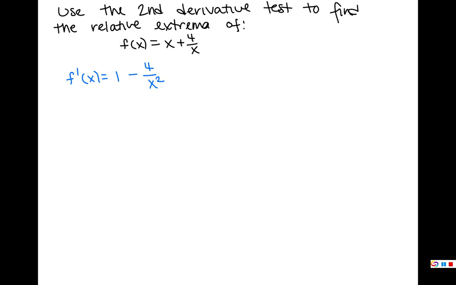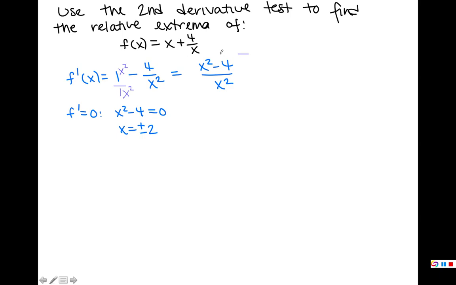Derivative of 4x to the negative 1 is negative 4x to the negative 2, or minus 4 over x squared. I decided to get a common denominator to make it easier to set this equal to 0. So I basically said that this 1 is like a 1 over 1. And then my LCD was x squared, so I multiplied top and bottom by x squared. And so that's how I ended up getting x squared minus 4 over x squared.